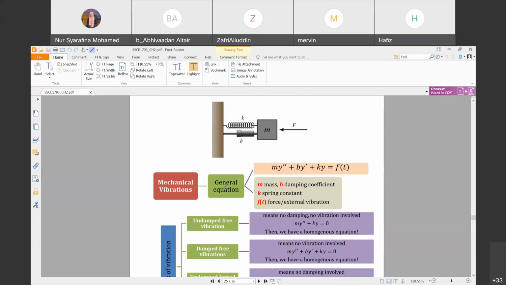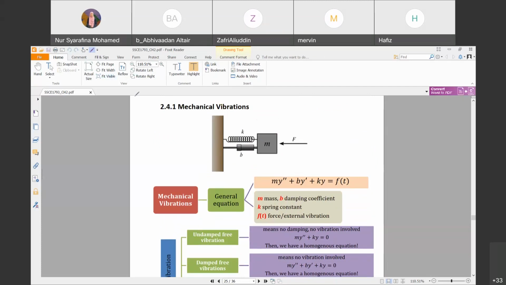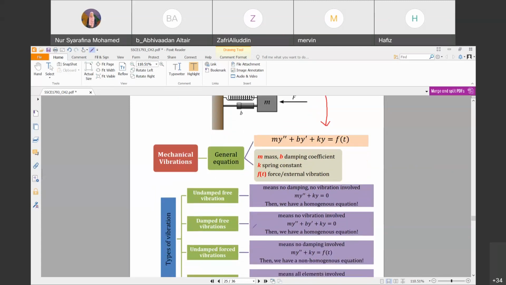Now the general form of this mechanical vibration is given by this. So this is the general form my'' + by' + ky = f(t). This is the general form of mechanical vibration represented by a second order differential equation. So we are going to find our solution, which is y, in order to solve these 4 problems. So what are the problems?